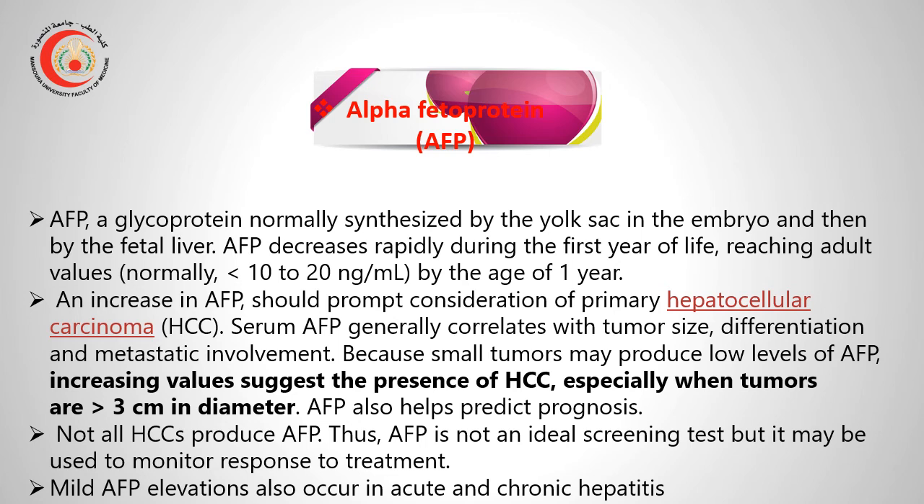Serum alpha-fetoprotein generally correlates with the tumor size, the differentiation state, and the metastatic involvement. Because small tumors may produce low levels of alpha-fetoprotein, increasing values suggest the presence of HCC, especially when the tumors are more than 3 cm in diameter. So alpha-fetoprotein helps to predict the prognosis.